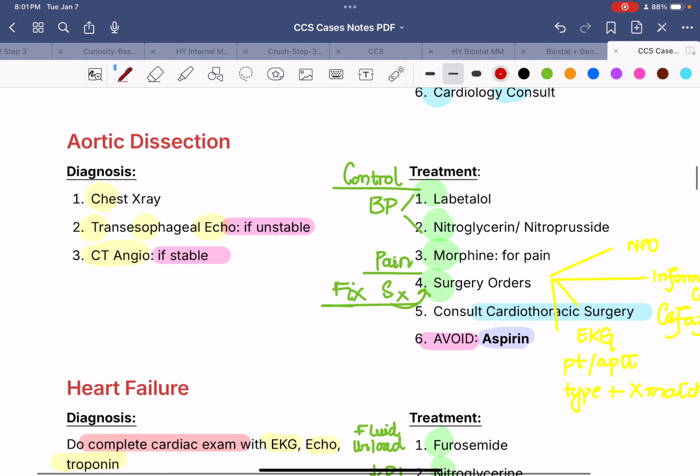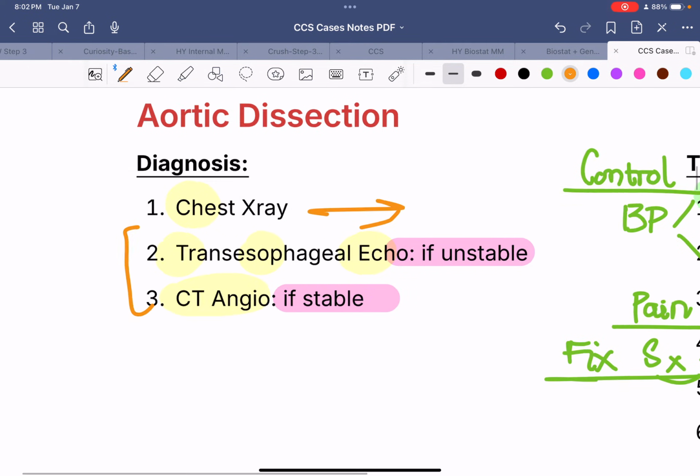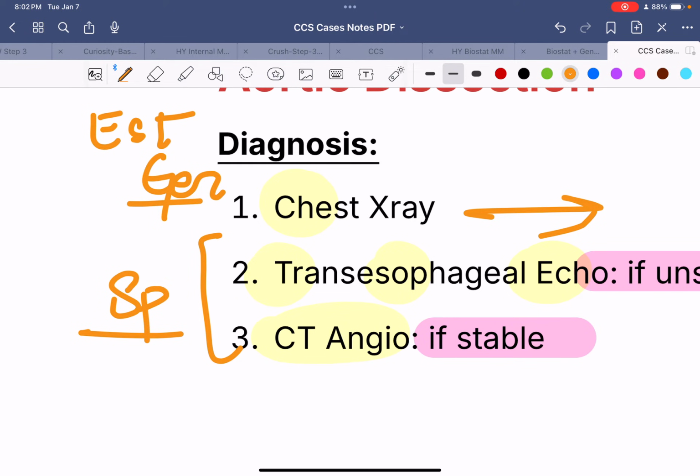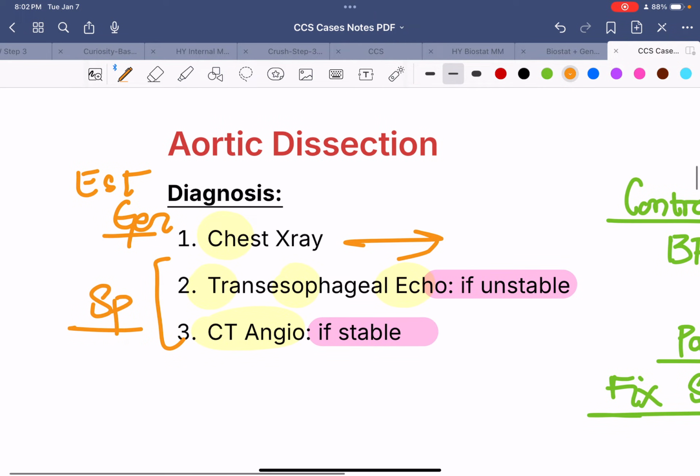Okay, then we have aortic dissection. Again, the general tests would be the same, beginning from the chest x-ray, ECG, echo, and then specifically chest x-ray is going to show you the widening of the mediastinum. That puts you in the position, okay, this is probably aortic dissection. Then you do the tests that are specific. So in general, chest x-ray to establish the diagnosis, and then specific tests to further determine the extent of the dissection. That would include the transesophageal echo.